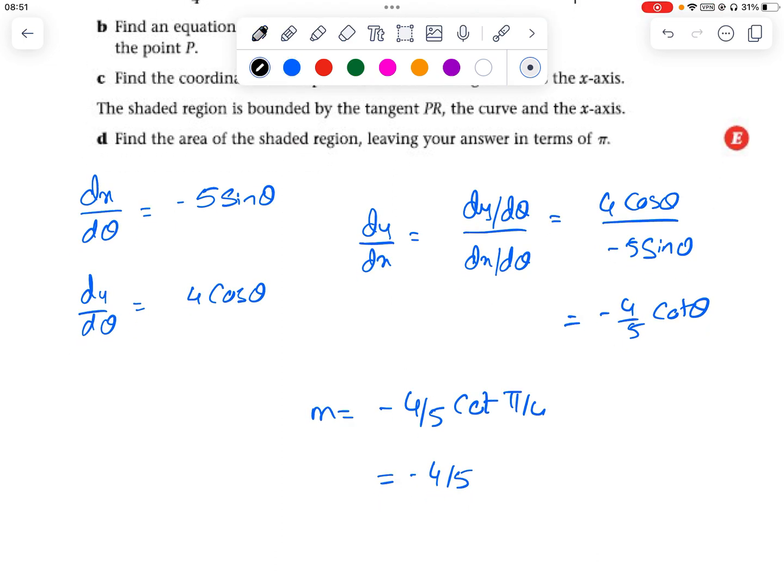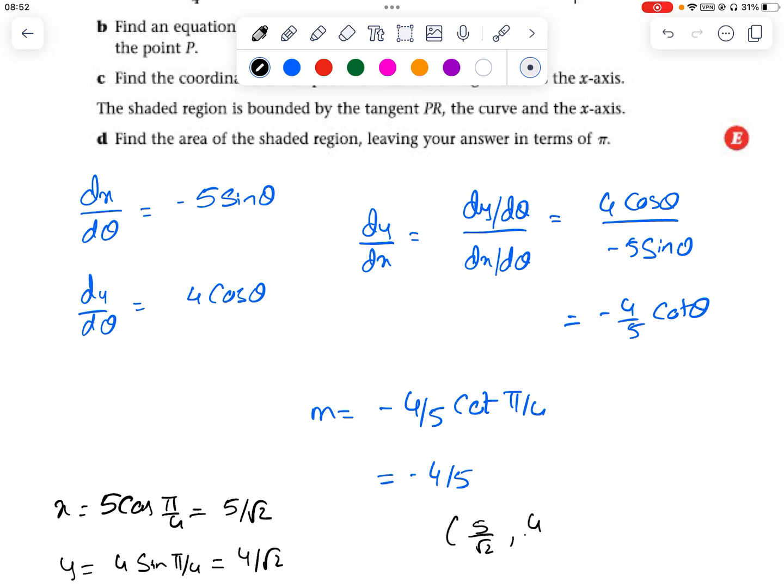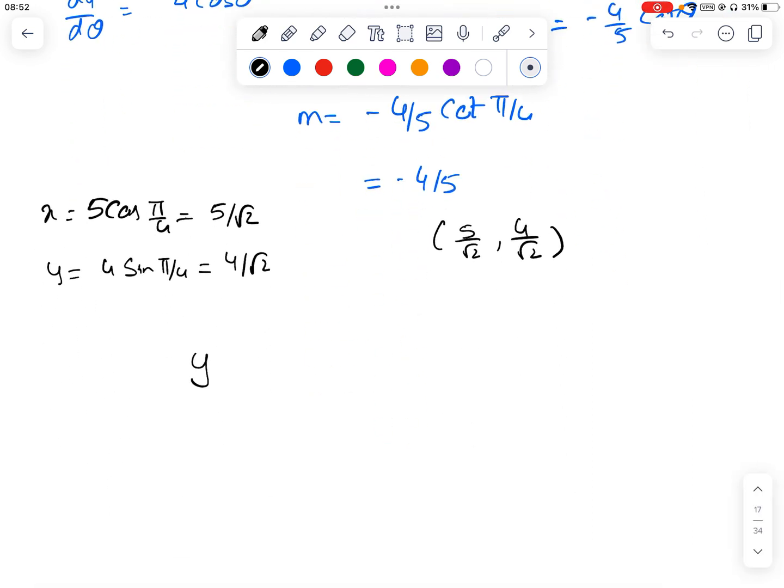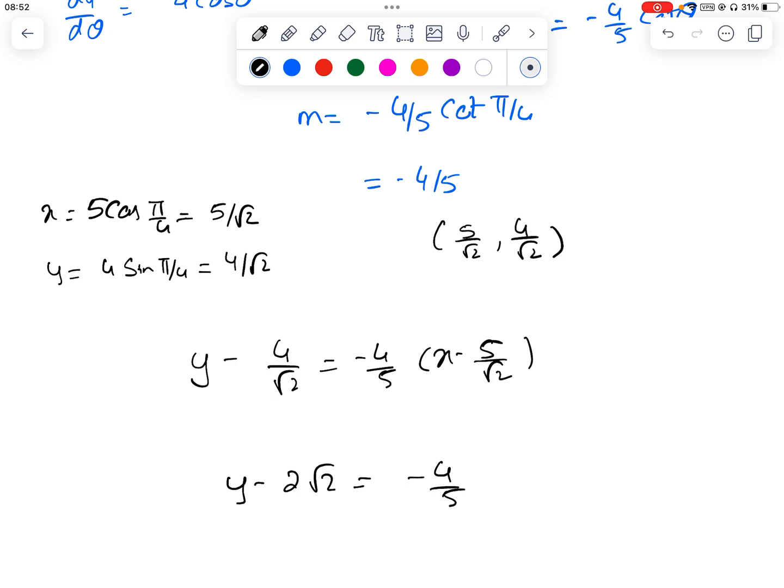Now plug in to get the value of x. x equals 5 cos pi by 4, which is 5 upon root 2. y equals 4 sine pi by 4, which is 4 upon root 2. So what is the point? 5 upon root 2 comma 4 upon root 2. So then I am going to find the equation of a tangent. y minus y1 equals m times x minus x1. So I'm directly writing it out. y minus 2 root 2 equals minus 4 upon 5 times x minus 5 upon root 2. You can leave it there.